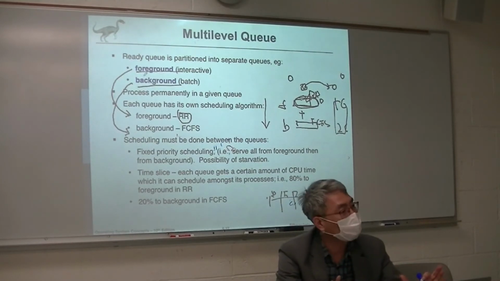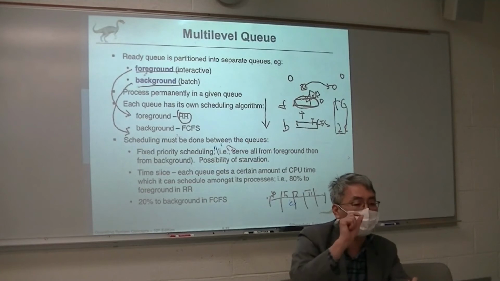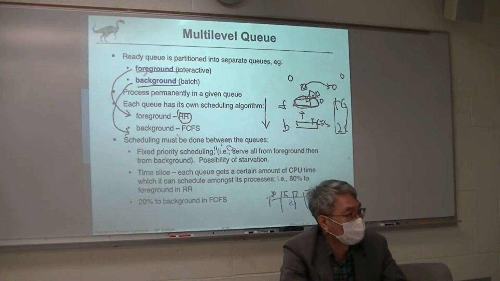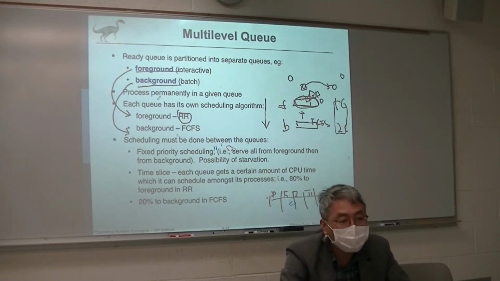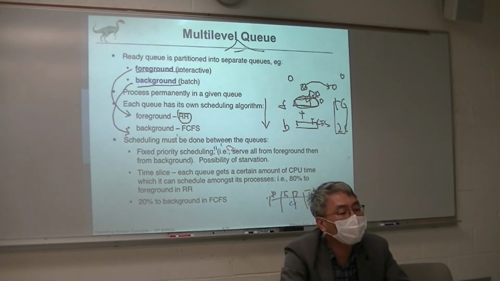Just like when you assign the priority, how do you know? Every time, are you going to assign the priority for each process? What about the system processes? So sometimes it is hard to decide the type of the processes. So we are going to address such a thing in the multi-level feedback queue. That is the difference.